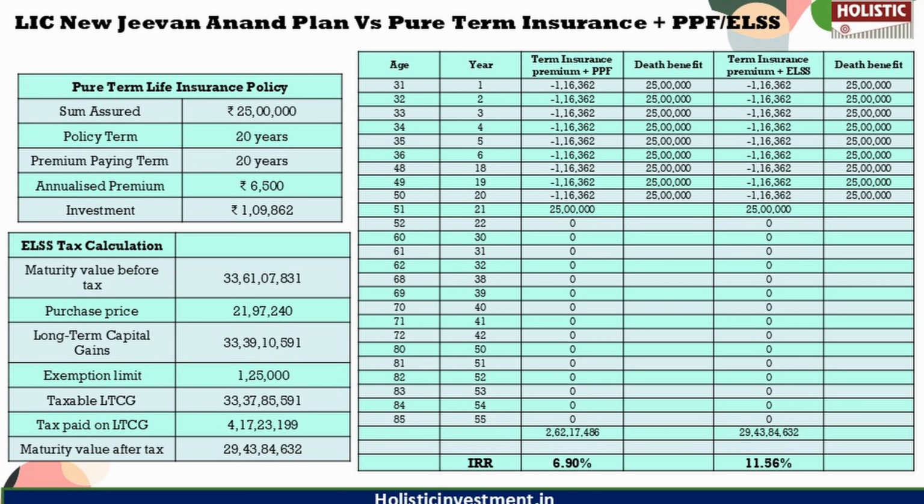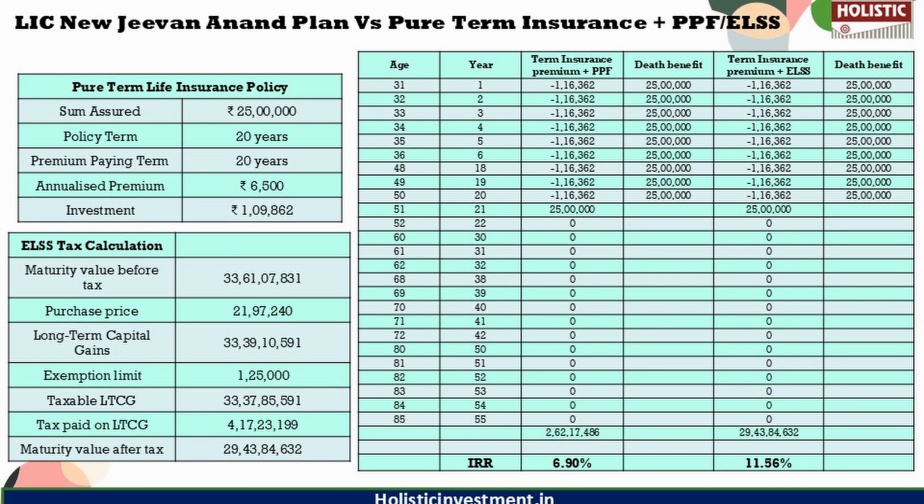So let us assume a similar cash flow as in the LIC policy example. Each year a premium of 6,500 rupees is paid for a pure term life insurance policy for a sum assured of 25 lakhs for a tenure of 20 years. This is opted for life cover purpose. For easy comparison, the sum assured and policy terms are assumed similar to the LIC policy. Here the sum assured is low, but in reality taking a pure term life insurance policy with adequate coverage is important.